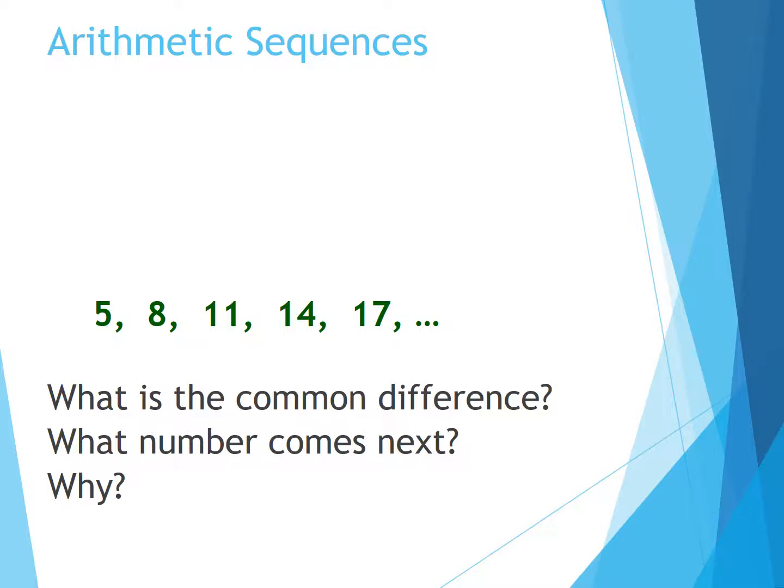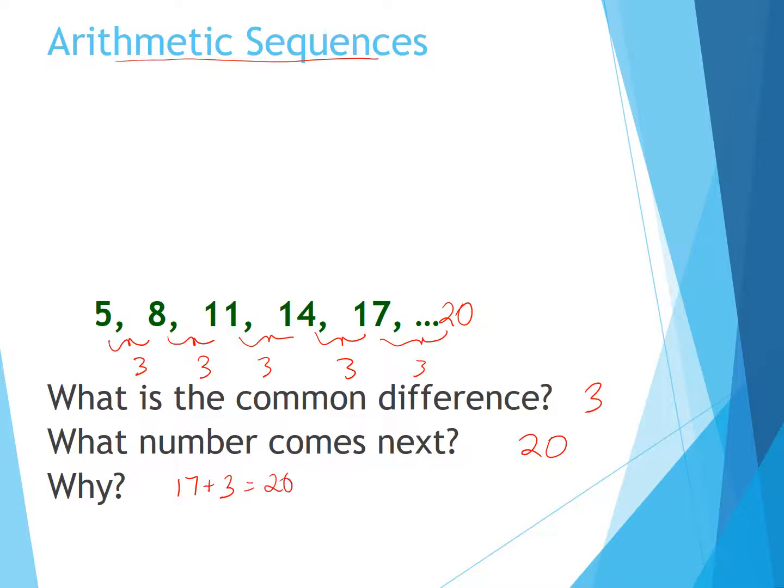Then we have what's called arithmetic sequences. Okay, they're arithmetic because each pair, if I look at the difference between the numbers, is the same difference. So if I look at 8 minus 5, I get 3. The difference between 8 and 11 is also 3. 11 and 14 is 3. 14 and 17 is 3. So the next difference should be 3. So my next number should be 20, and so forth. So we call the 3 the common difference. 20 is the number that comes next. Why? Because if I add 3 to 17, I get 20.